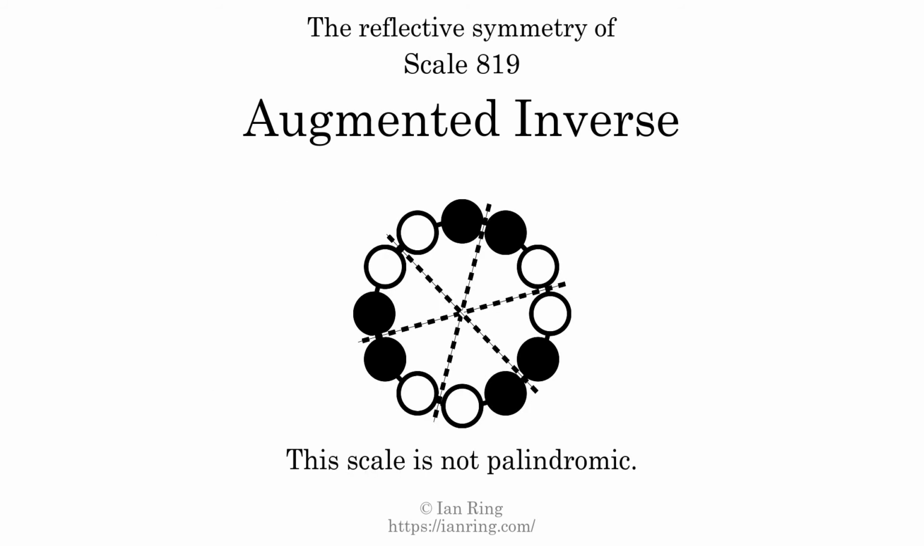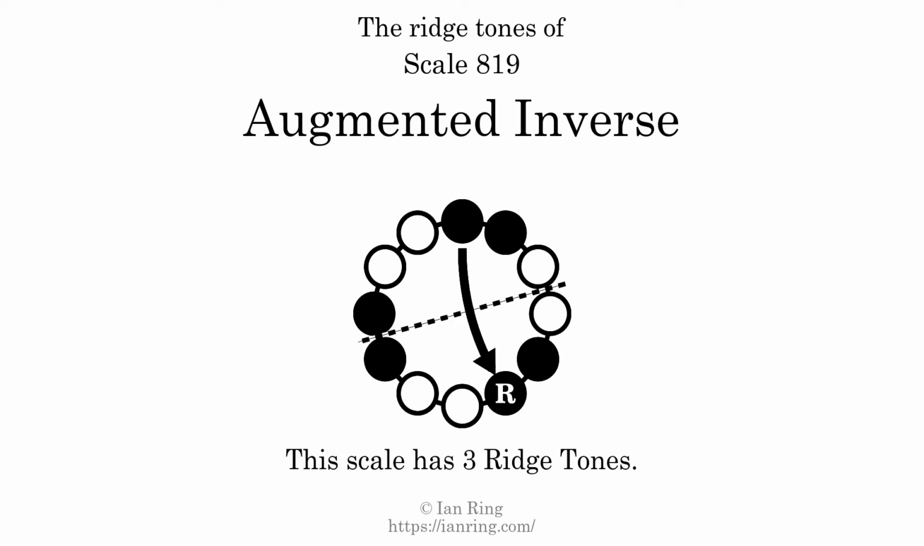This scale has reflective symmetry across 3 axes positioned at 0.5 semitones, 2.5 semitones and 4.5 semitones above the root. This scale has a different pattern of intervals ascending and descending, so it is not palindromic. This scale has 3 ridge tones. They are at positions here, here, and here.